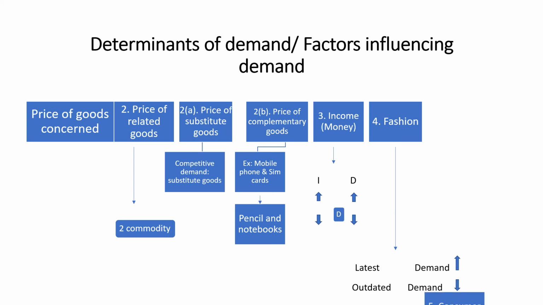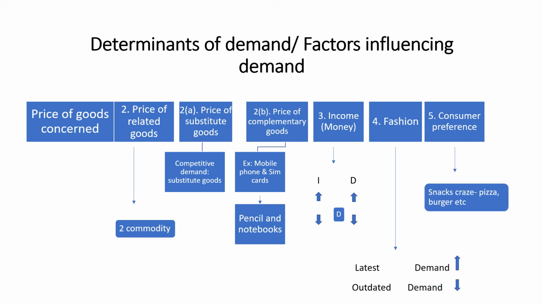No one, right? Okay. The next one is consumer preference. More people these days are very much used to outside food and snack craziness like pizza, burger, french fries. People who prefer homemade food will eat homemade food only. People who prefer outside food like snacks will eat snacks like pizza, burger, etc. It depends on your preferences. I hope you're clear with it.